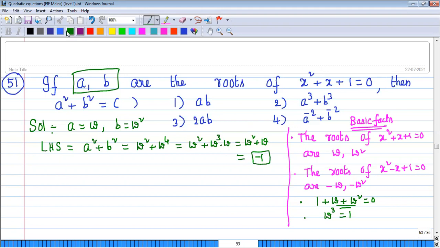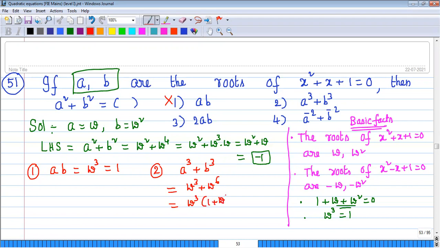We need to check options. Let us check the first option, ab. ab means omega into omega square, omega cube, which is 1. But here on the LHS we have -1. The first option is not verified with our left hand side, so the first option has been eliminated. Go to second, a cube plus b cube. That means omega cube plus omega to the power of 6. Take omega cube common: 1 plus omega cube. Omega cube is 1, so 1 plus 1 is 2. So 2 is not equal to -1. Second option has been eliminated.